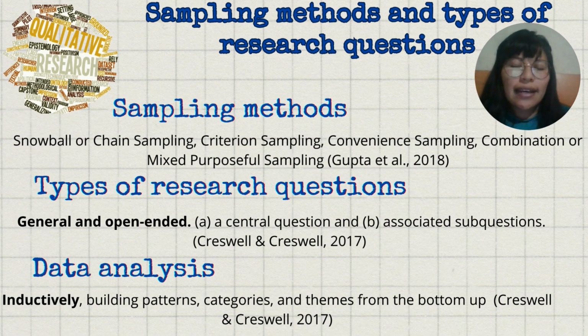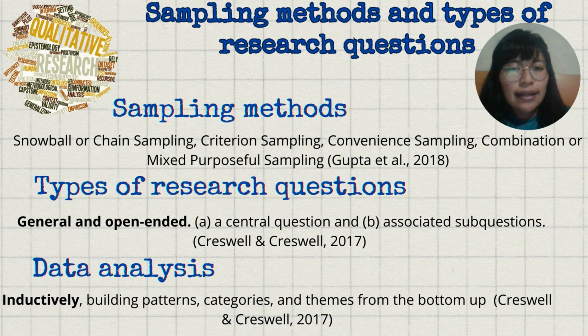According to Goodby et al., some of the sampling methods of qualitative research could be snowball, convenience, criterion, and mixed purposeful sampling. And the types of research questions, according to Creswell and Creswell 2017, have to be general and open-ended. And there are two types: central question and associated questions.